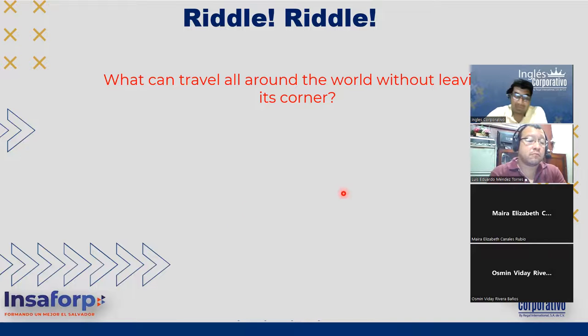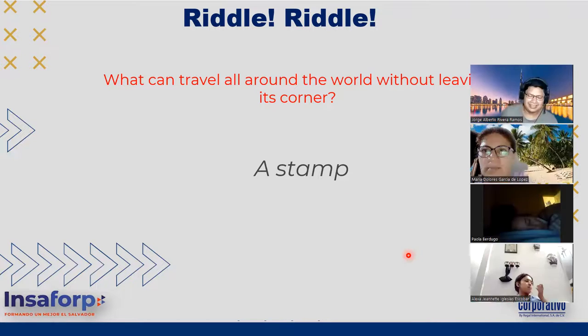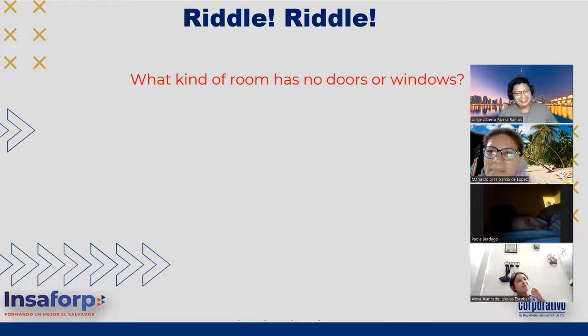Muy bien. Bueno, parece que no tenemos ideas. Esta es una muy interesante. Al menos a mí me lo pareció. A stamp. O sea, una estampilla. ¿Sí? It's something that can travel all over the world without leaving its corner. O sea, que puede viajar por todo el mundo sin dejar la misma esquina, ¿verdad? Donde fue colocada. So, yeah. A stamp. Moving on. I think I have at least two more.